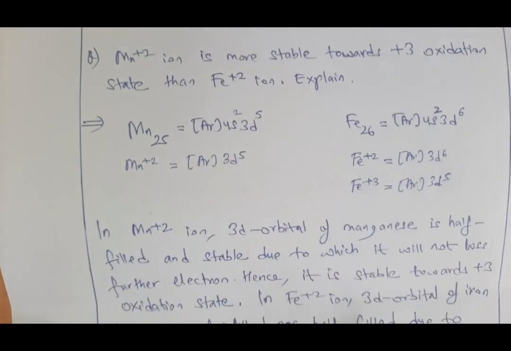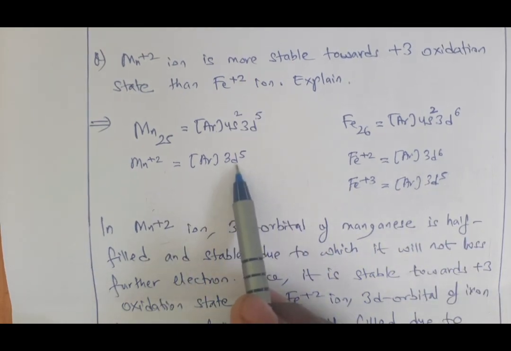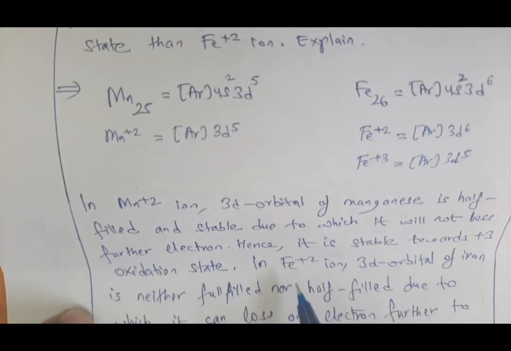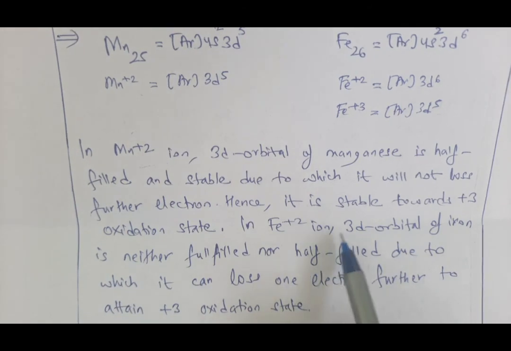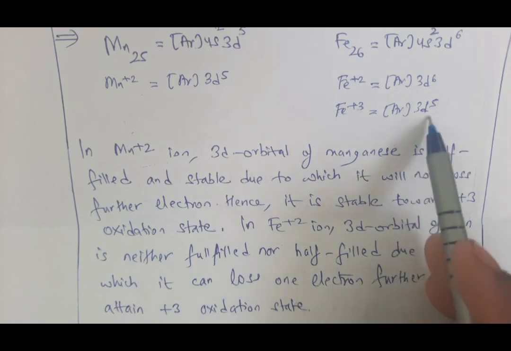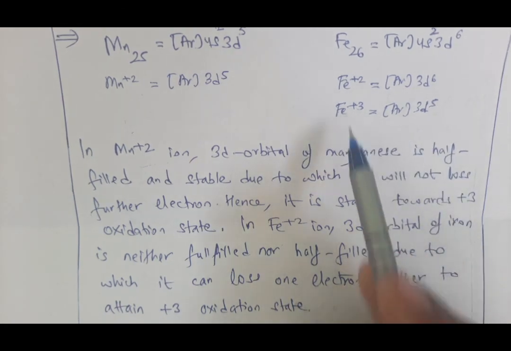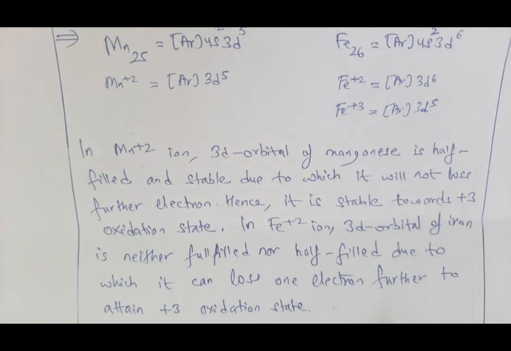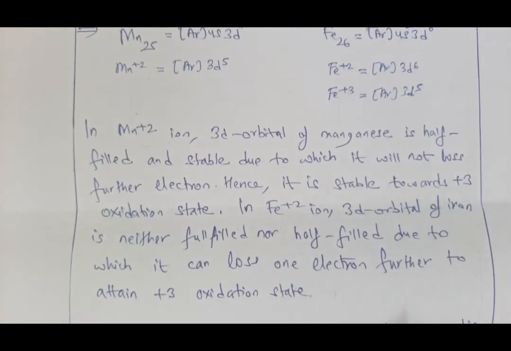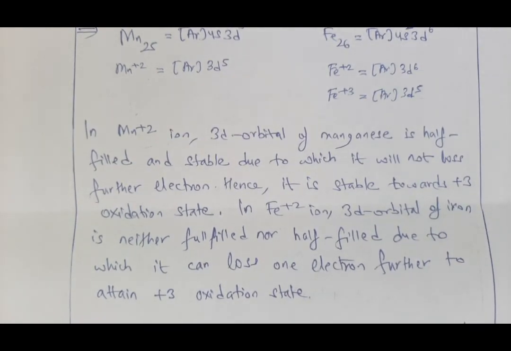So the answer goes this way, students. In Mn2+, 3d orbital of manganese is half filled and stable, you can see here, due to which it will not lose further electrons, and hence it is stable towards +3 oxidation state, means it does not show +3 oxidation state. Whereas in case of ferrous, in +2 oxidation state, 3d orbital is neither fulfilled nor half filled, due to which it can lose 1 further electron to become stable and exist in +3 oxidation state. So this is also a very important question, students. If you want, you can take the screenshot. This is the question, and here is the answer for it. Hope you all understood.